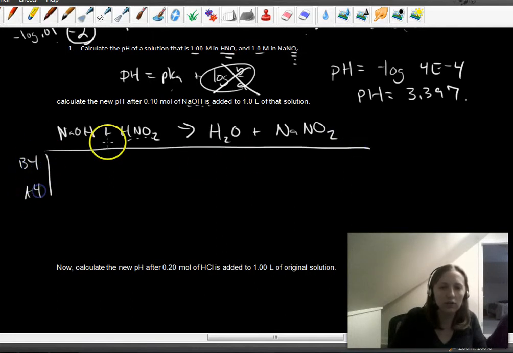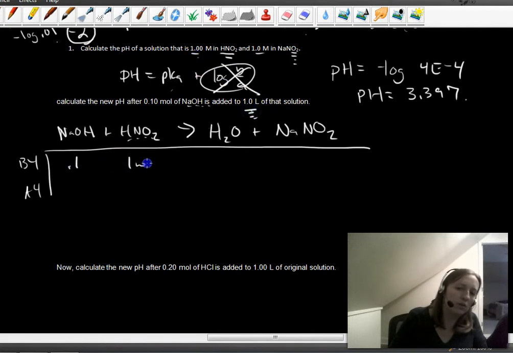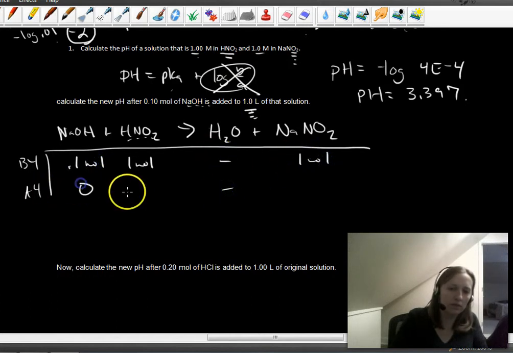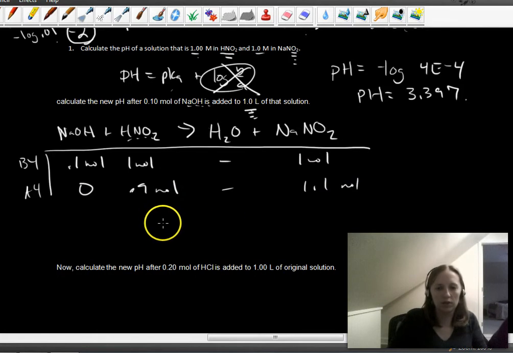Before and after. And we've got 0.1 moles. And it's important that it's 1 liter of the solution, by the way, because 1 molar, 1 liter, that's 1 mole. 0.1 moles, I don't care about water. 1 mole, 0.9, and 1.1. Yes? Yes. So now we can go do our ice chart.